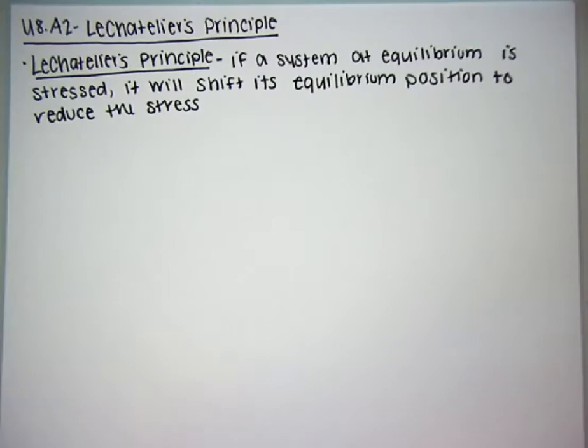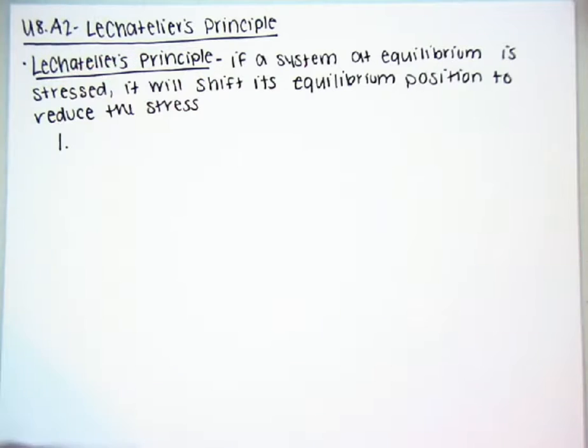Just like if you're stressed, you want to do something to reduce that stress. If you're really stressed because you have so much work to do, you might sit down and not do any of it. So you're going to do something kind of like the opposite, something to reduce that stress. Reactions at equilibrium work the same way. If they're stressed, they want to do something to relieve some of that stress.